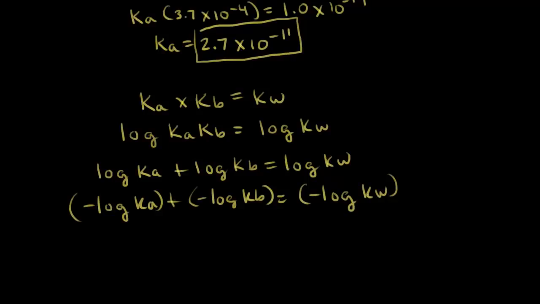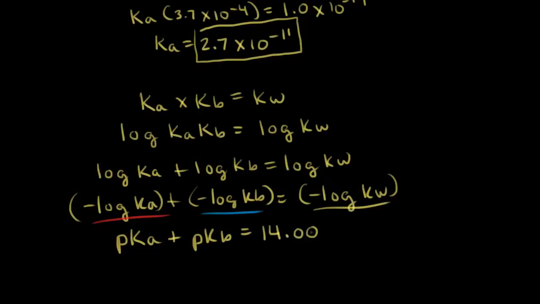And the negative log of Ka, we know that this is equal to the pKa. Right? So the negative log of Ka was our definition for pKa. And the negative log of Kb was our definition for pKb. So pKa plus pKb is equal to, finally, the negative log of Kw. That would give you 14, right? So 14.00. So the negative log of 1.0 times 10 to the negative 14 is 14.00. So now we have something else that we can work with. So let me go ahead and box this right here.